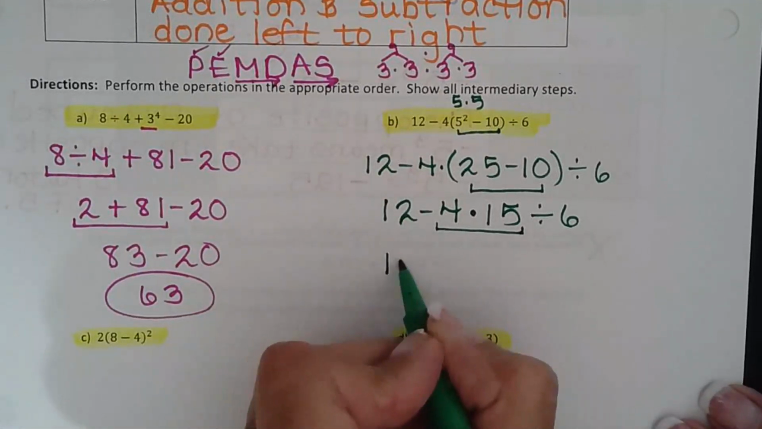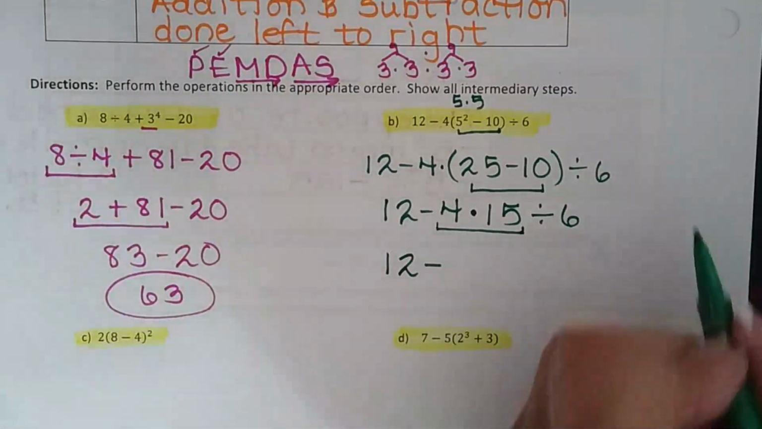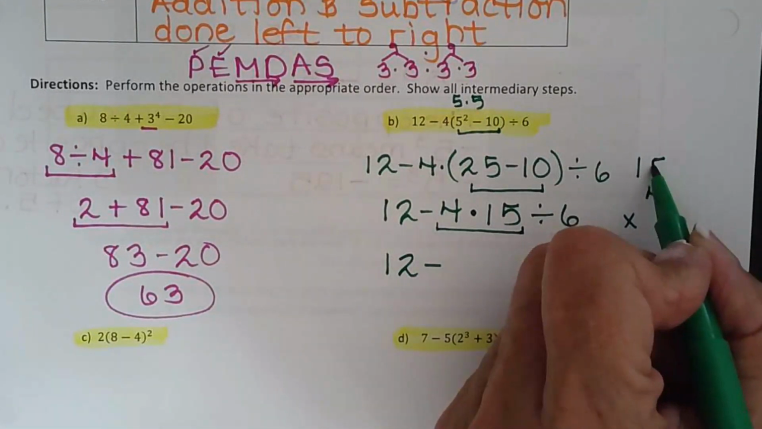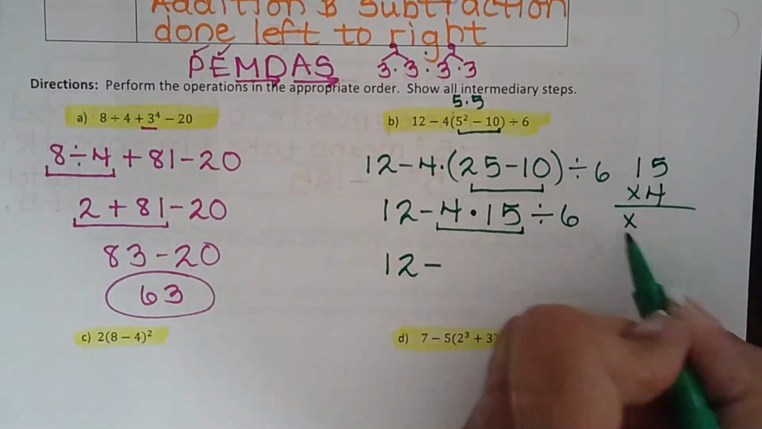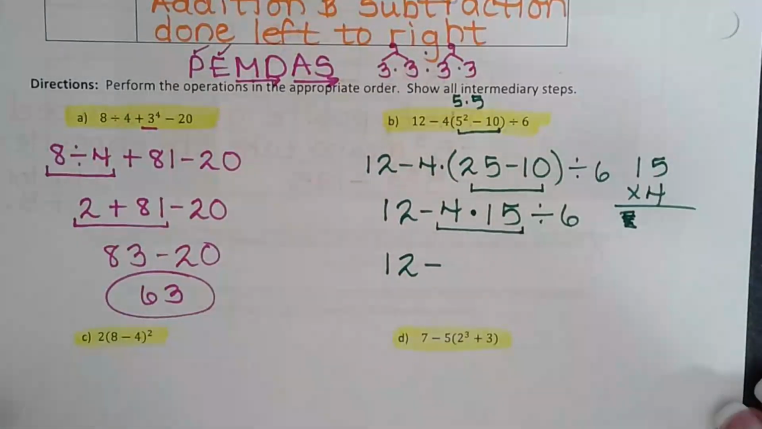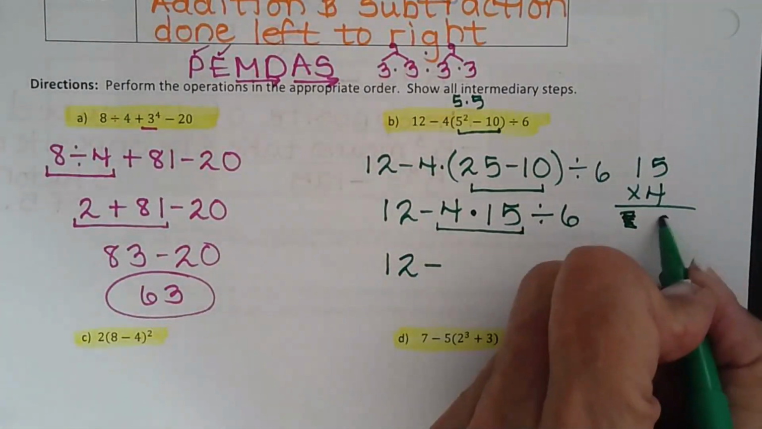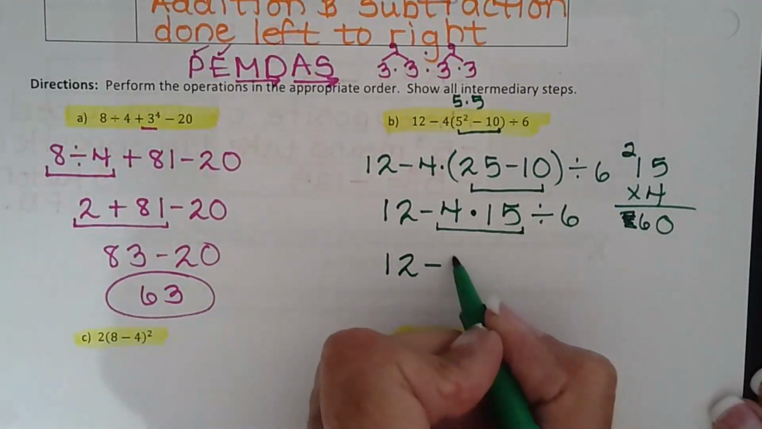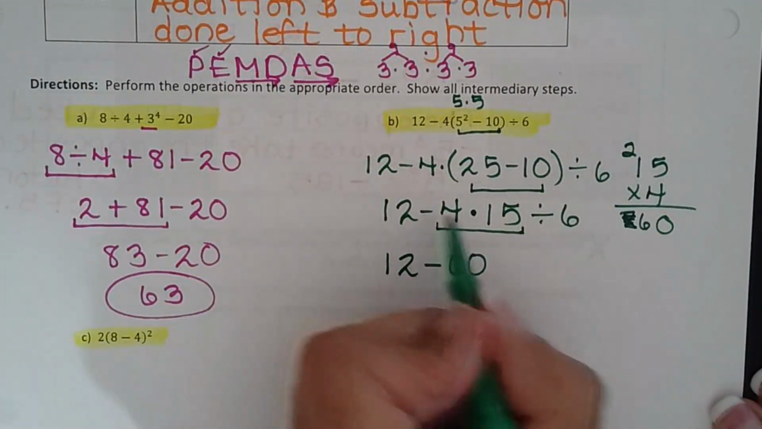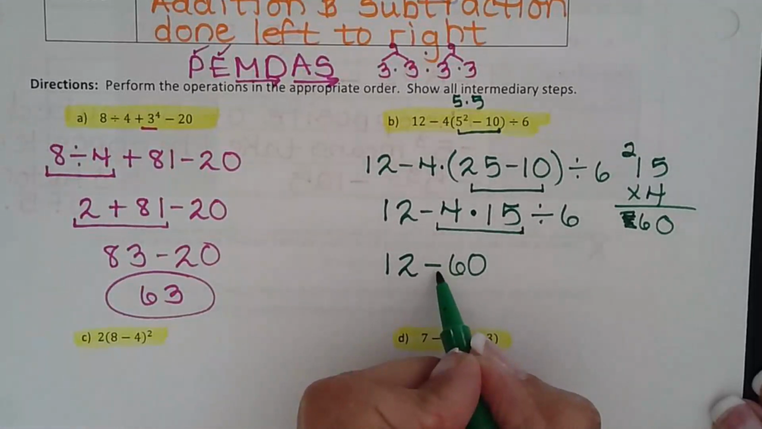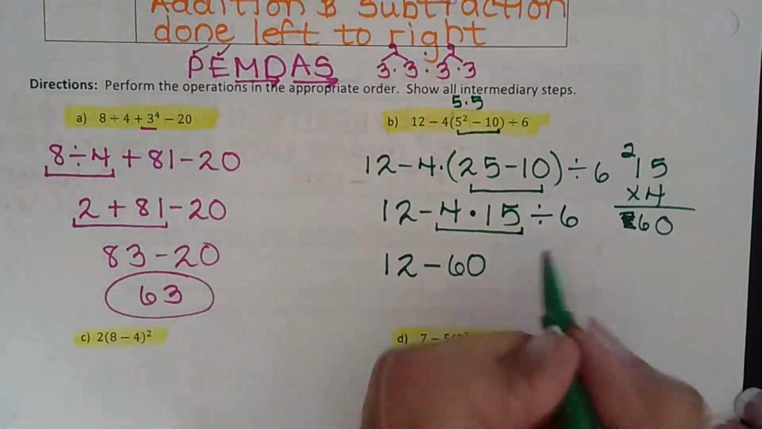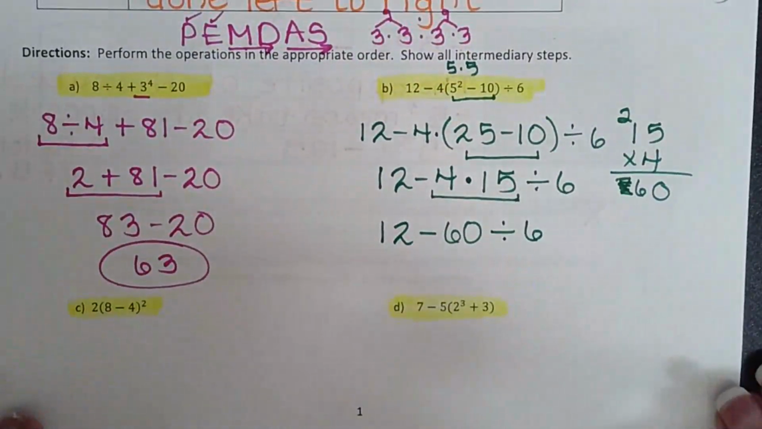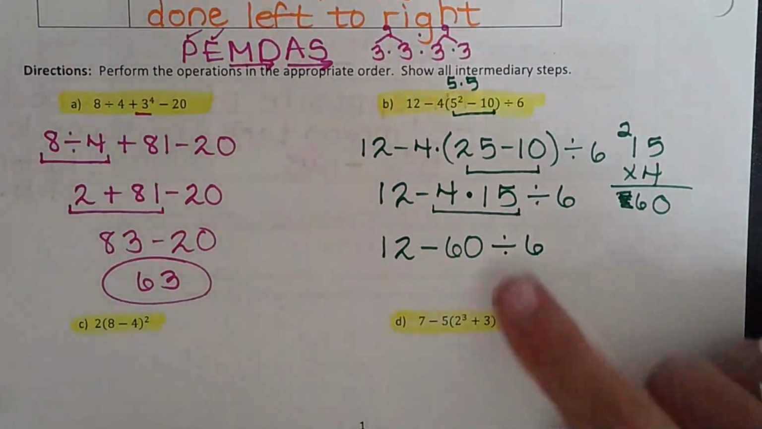So 12 minus 4 times 5, well, I guess I should do it like this, 15 times 4, because order doesn't matter, right? 20, carry your 2, 4, 5, 6, so that would be 60. A negative times a positive, one negative, negative answer, that's why I brought the negative down. And we still have to clear up the remaining multiplication and division.